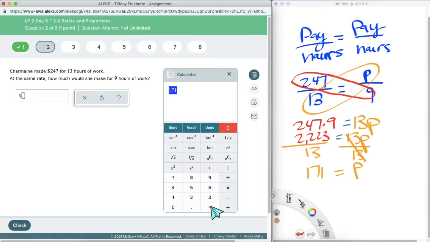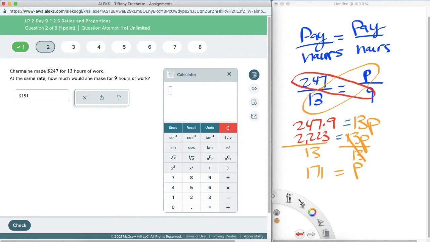So it's not always as easy to do it that way, but you can do it that way if you want, bringing it down basically to a unit price. So instead of looking at 13 hours, I can look at 1 hour of work. So she gets $19 for every 1 hour. If she works 9 hours, we just multiply by 9. So it's just two ways to do the same problem.